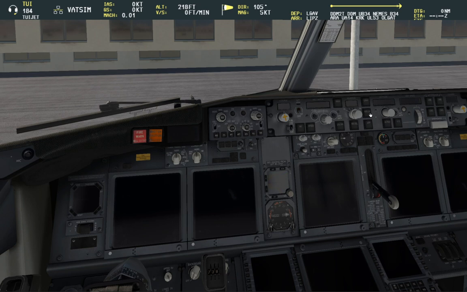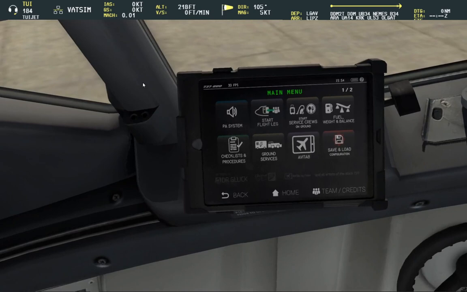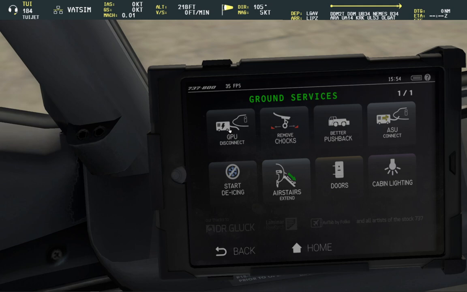Alright, so here we are. Flight plan sent. Then let's have a look. We need start flight leg, ground services, GPU connect, call a pushback. Ground to cockpit. Tow is driving up.